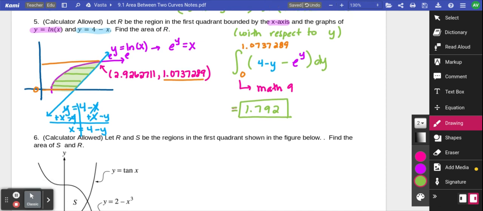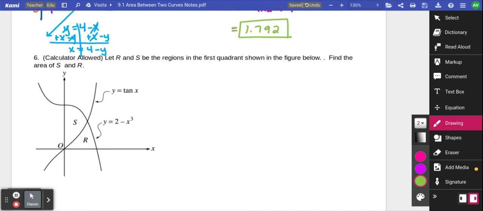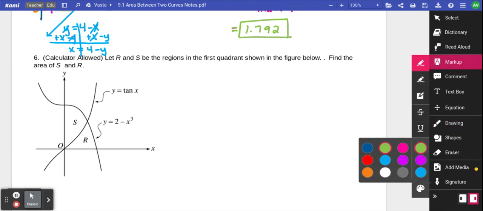All right, the last problem that we're going to do is an actual FRQ question off of the AP test. You are allowed to use a calculator, and in this problem, we're given a picture that has two different areas.